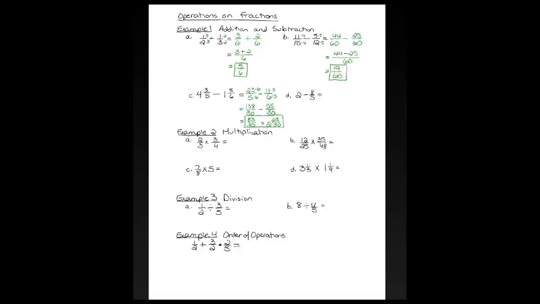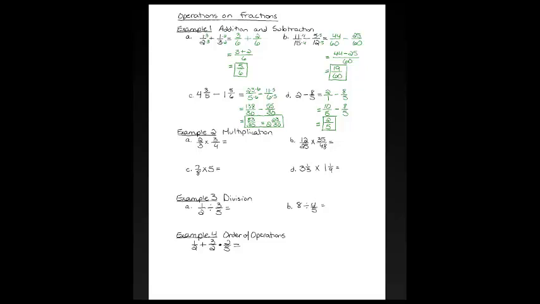For part D, same thing. Here we have 2 minus 8/5. We have to rewrite the 2 as a fraction. So any whole number can be rewritten as that number over 1. So rewriting this as 2 over 1 minus 8/5. Now the common denominator would be 5. So we have 10/5 minus 8/5. 10 minus 8 gives us 2/5.